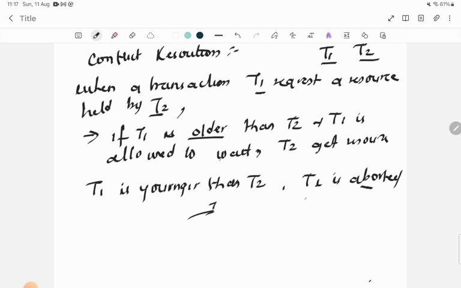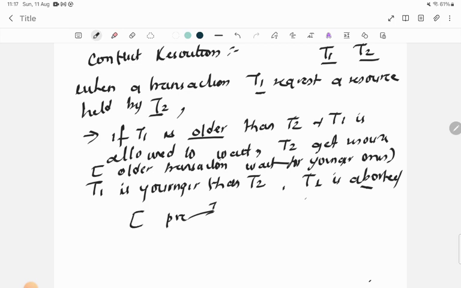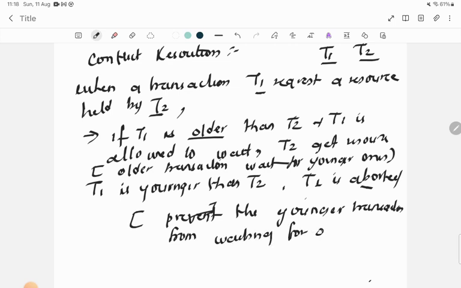Let me explain in another way also. Here the older transaction waits for younger ones, and it prevents the younger transaction from waiting for the older transaction. Okay, so this is the wait-die scheme.